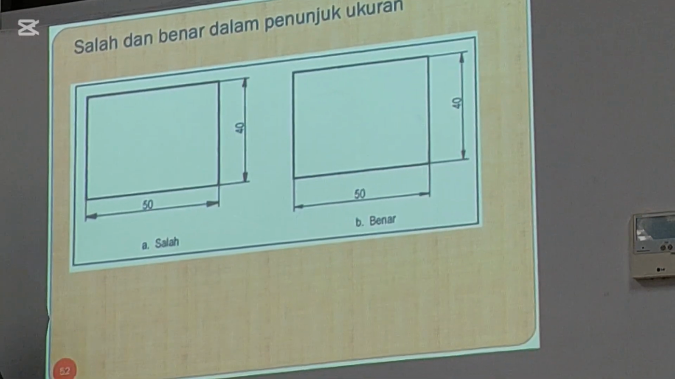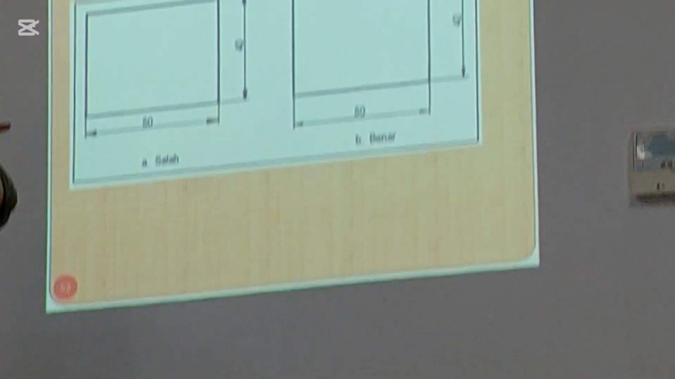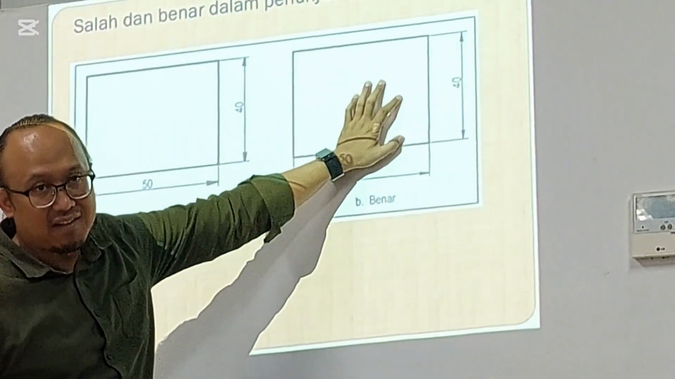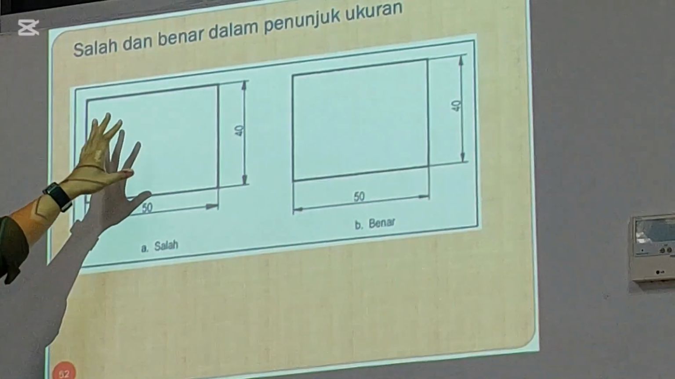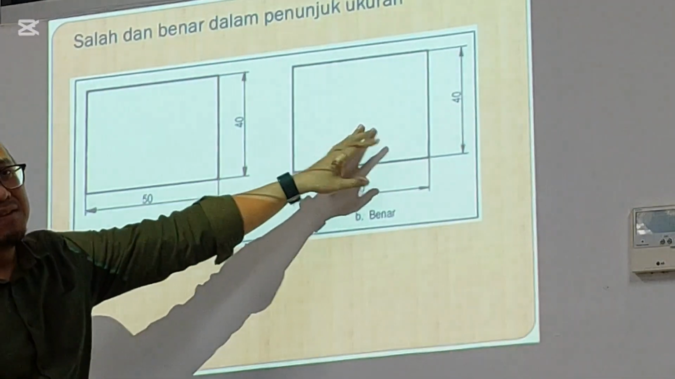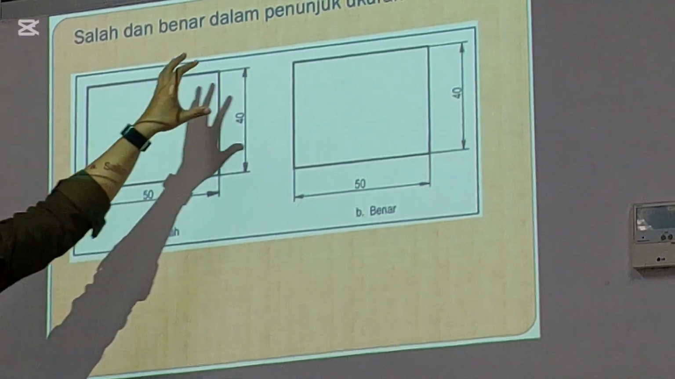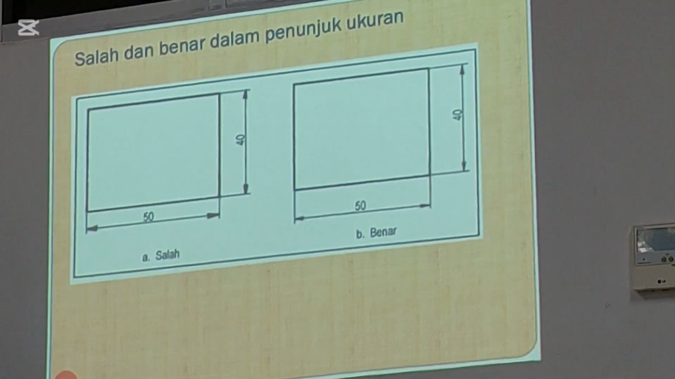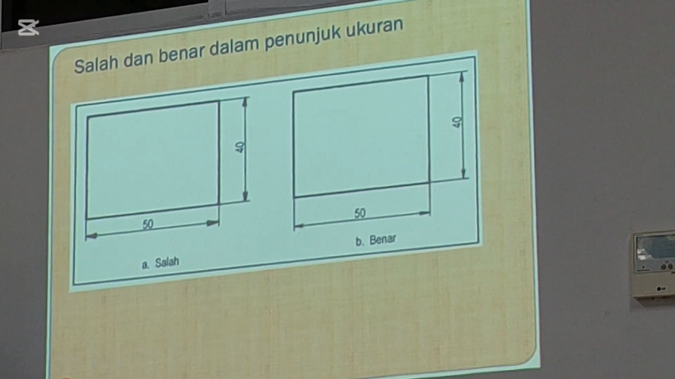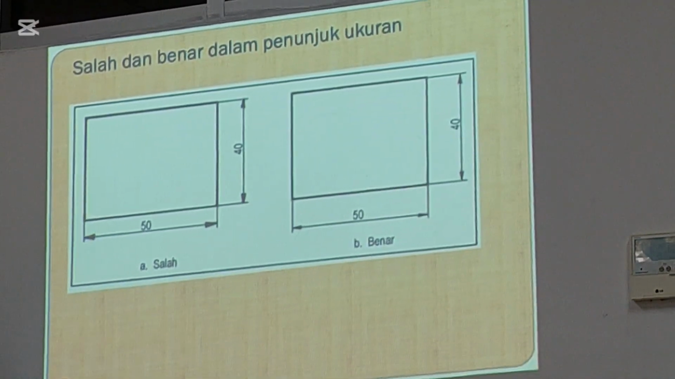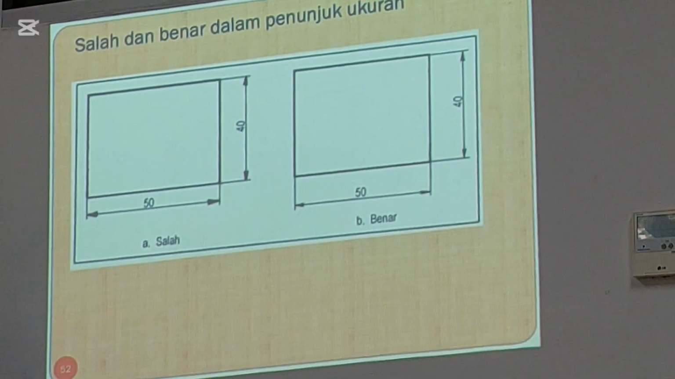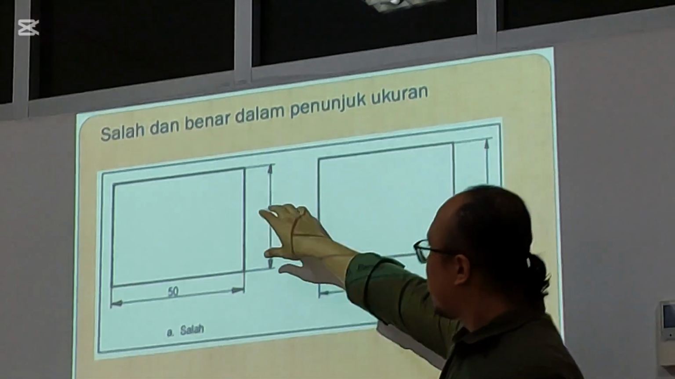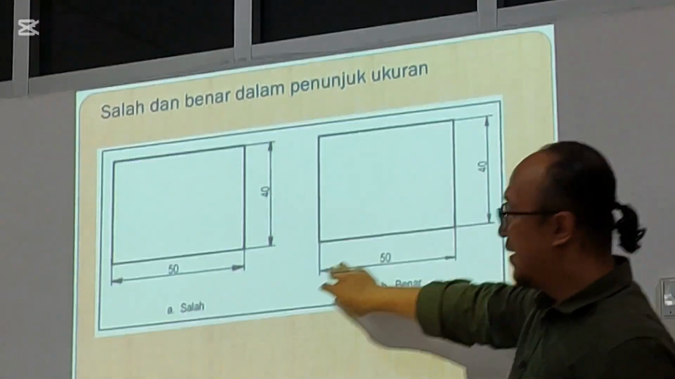Now, okay. Salah means wrong. Benar means right. So this is wrong, this is right. Okay. Can you explain what is the difference between these two pictures? Why is this wrong and why is this correct? Do you know? Yeah? The thickness of the arrow. The thickness of the arrow? Yes. And the distance between the dimension and the object. Yeah. If you see 40, 40, 50, 50. Yeah?